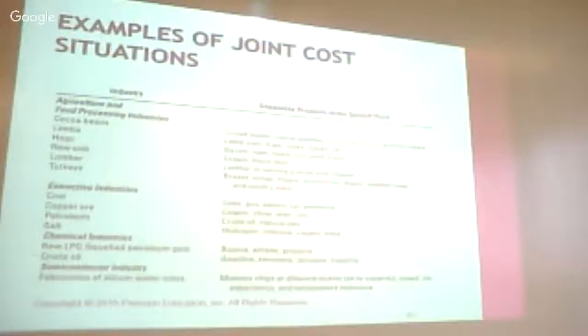Now, extractive industries, so coal would be the main product, and at the split-off point, you can use it to make coke, gas, benzol, tar, and ammonia. Copper ore would be the main product, and it's made into copper, silver, lead, and zinc, and so forth. We have salt, hydrogen chloride, caustic soda, and so forth.